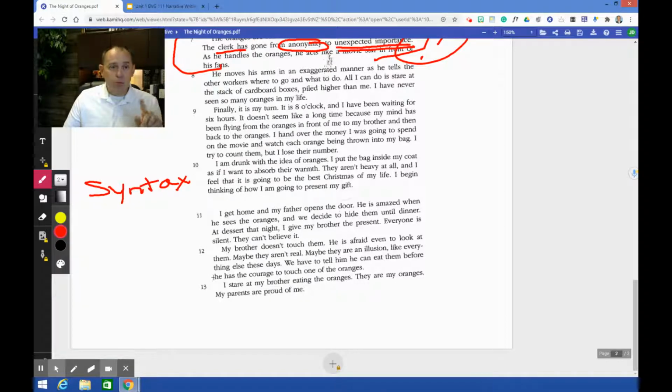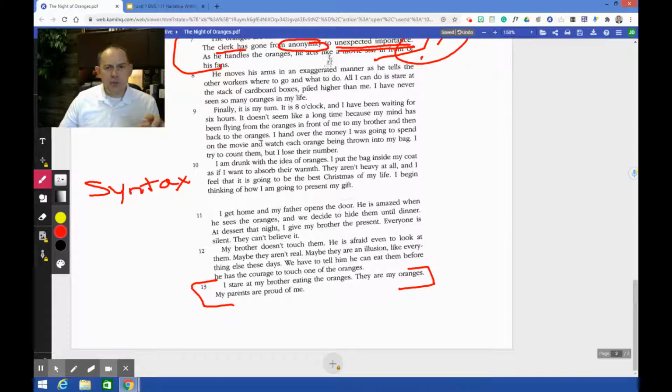And again, remember, we're breaking the mold of the 5-paragraph essay. So not every paragraph has to have 5 sentences. This one has 3 sentences. Now I want you to notice something here. I stare at my brother eating the oranges. They are my oranges. My parents are proud of me. Did you notice there how the syntax, the deliberate choice to use short sentences that almost have a staccato type rhythm to them, slows you down in that moment?